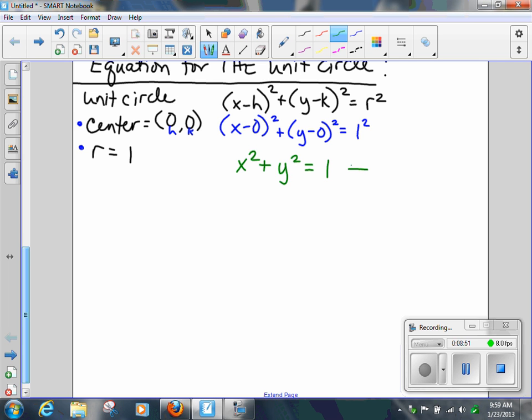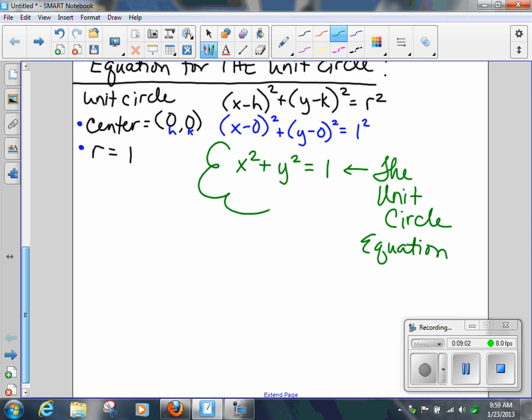This right here is going to be your best friend for a couple of days. This is the unit circle equation. I want you to put clouds and rainbows, ponies, and unicorns around that equation. It is so, so important.